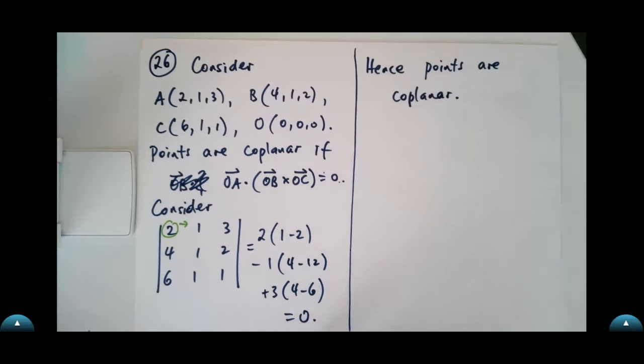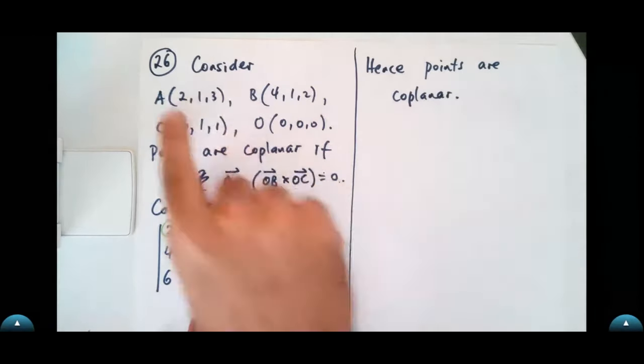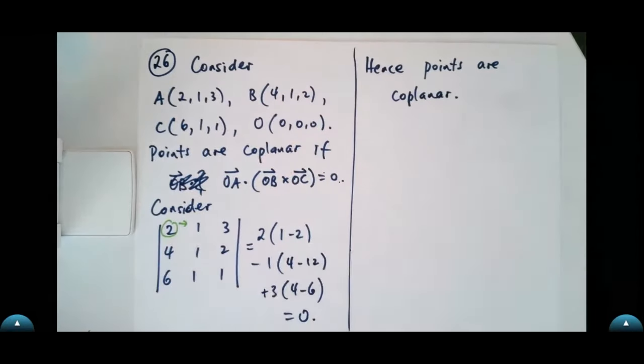So there you go. And now if that wasn't 0, then you'd get some number, right? And the absolute value of that will give you the volume of the box with these points in it.